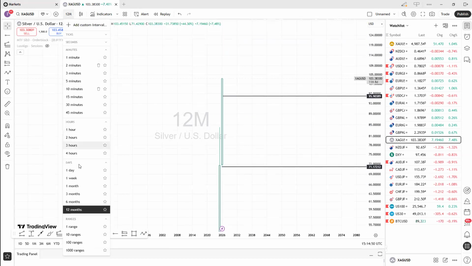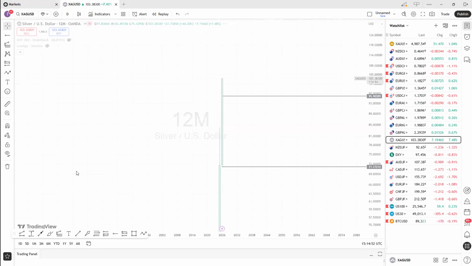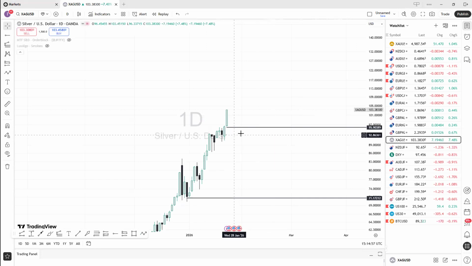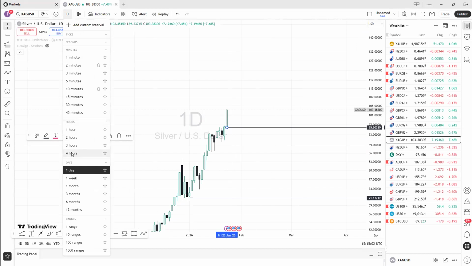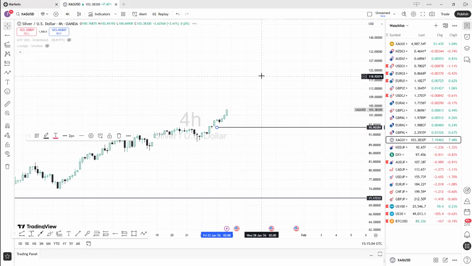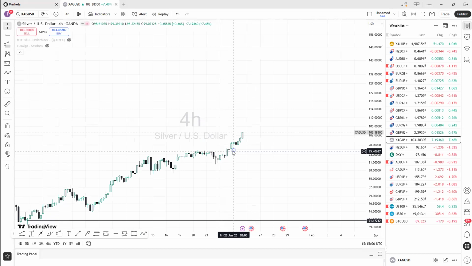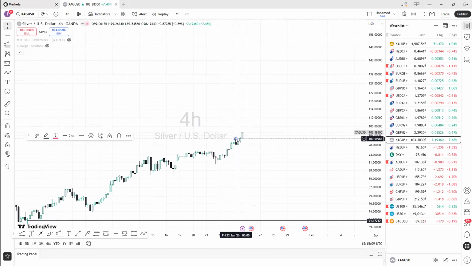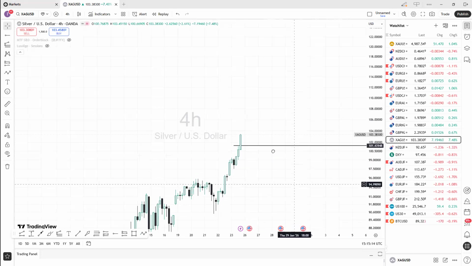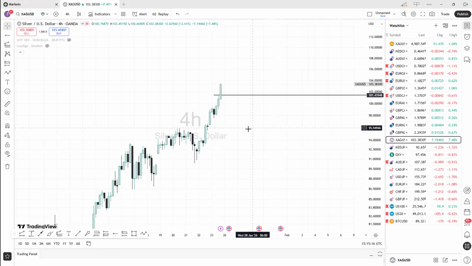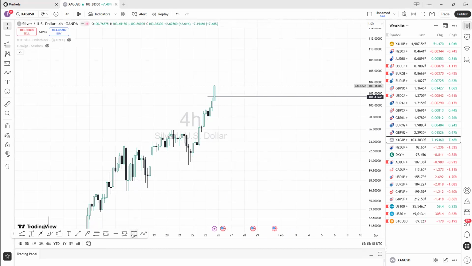Okay, let's stick with the daily time frame. Friday candle closed bullish, so I have to find buys. Shift it to 4 hour. On the 4 hour, you can see continuation of the trend. When price creates a strong upward trend like this, there is no way you can catch the move. You have to wait for a retracement first, and then you can continue the upward trend.